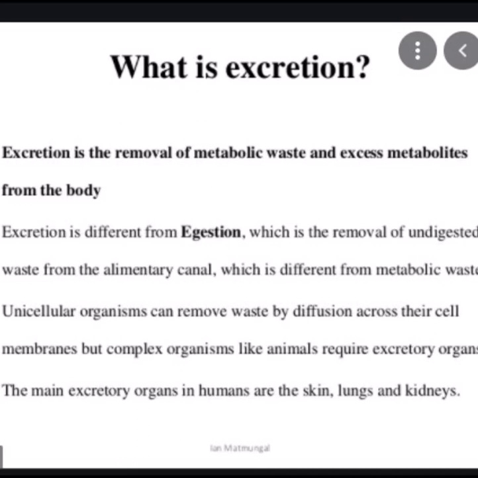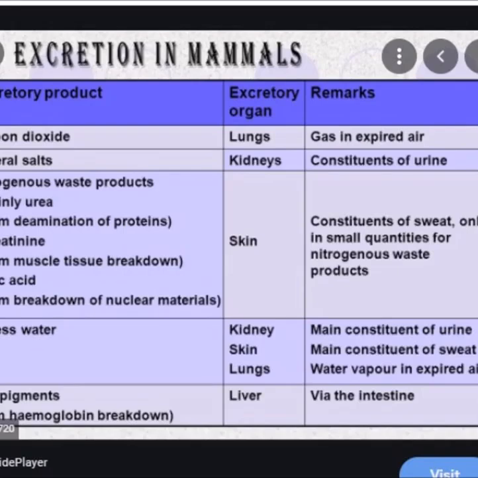Unicellular organisms can remove waste by diffusion across their cell membranes, but complex organisms like animals require excretory organs. The main excretory organs in humans are the skin, lungs, and the kidneys. In mammals, some of the excretory products and the excretory organs are shown in this table.